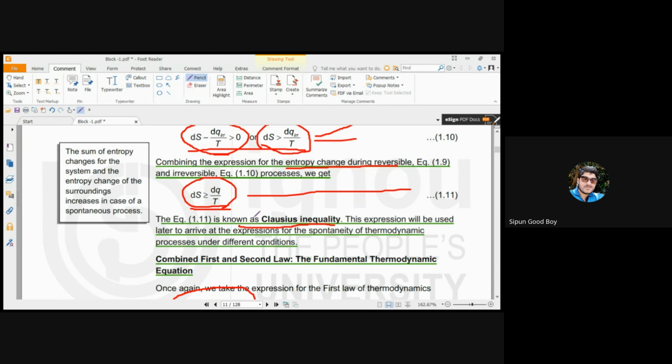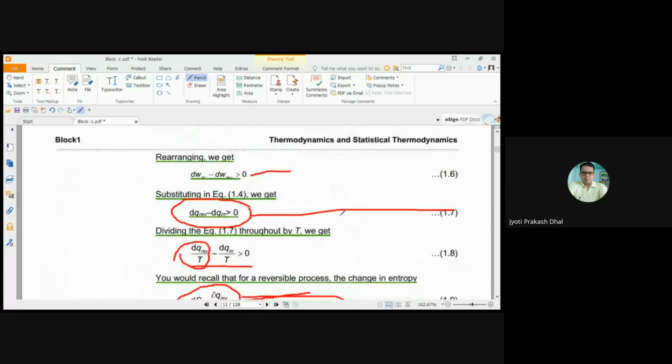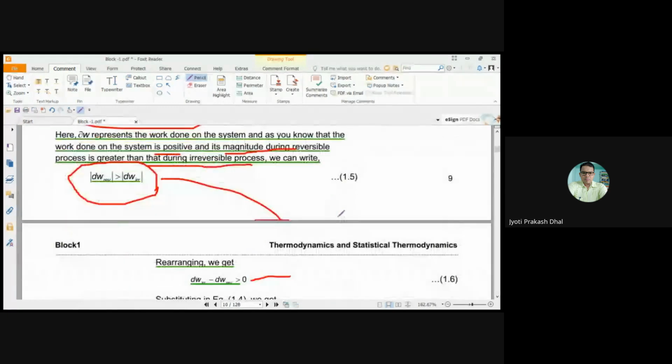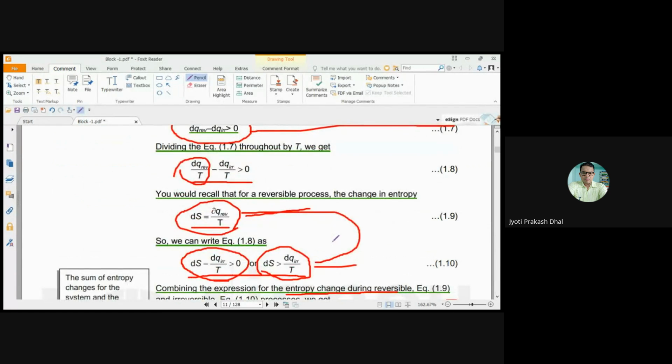dS is greater than or equal to dq by T. So this expression 1.11 is called the Clausius inequality, right? So the derivation of this equation is also a long question, so you can find it in your term examination: derive the Clausius inequality, right?